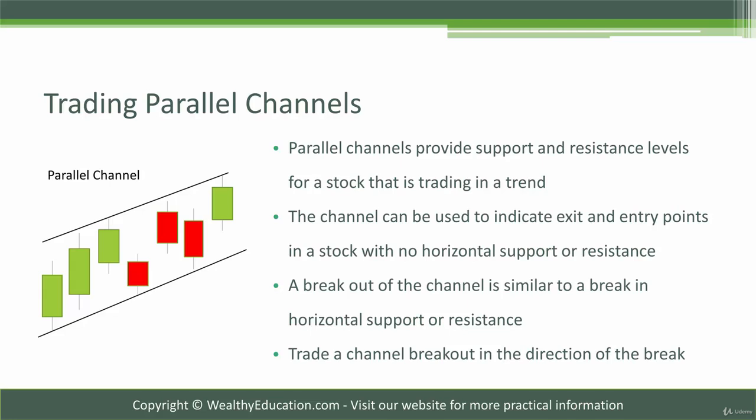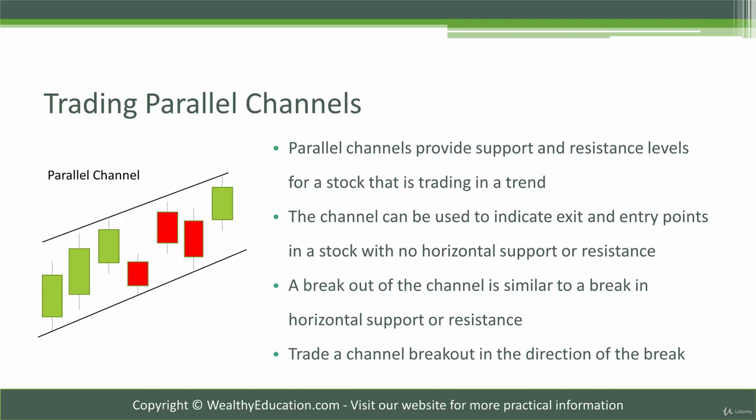Or if we have a stock that's broken down to the downside and we don't have any major support levels that we can look to, then we can use a parallel channel to help generate support levels for the stock. A breakout from a channel is similar to a break in horizontal support or resistance. So if a stock is trading in a parallel channel and then breaks that channel either to the upside or the downside, we can treat this as a break of support or resistance. And when that happens, what we want to do is trade in the direction of the break.